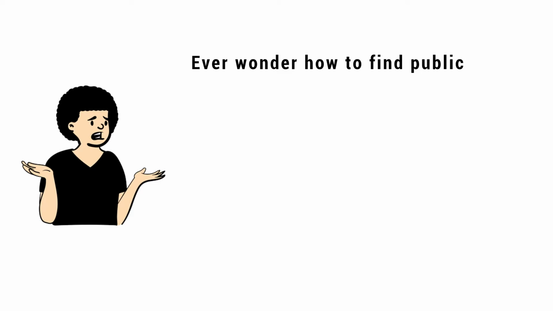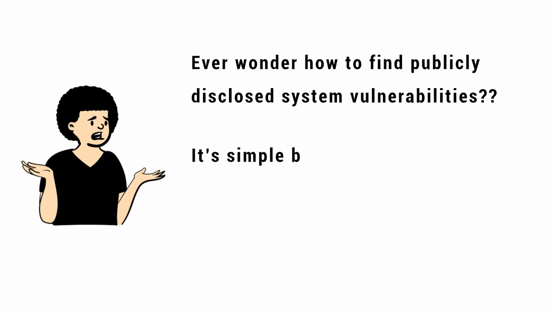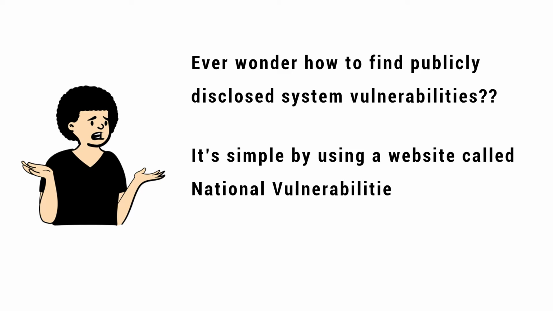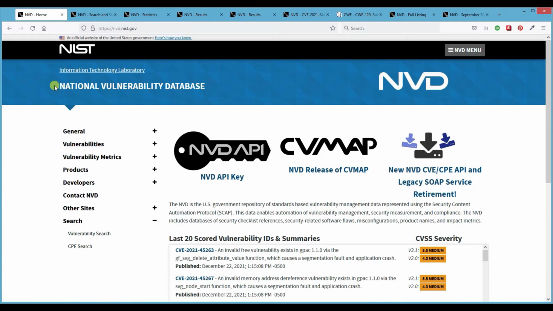Ever wondered how to find publicly disclosed system vulnerabilities? Well, it's very simple by using a website called National Vulnerability Database, or NVD, which is what this video is about. Now, let's get into it. The National Vulnerability Database. Now, this is the website where you can search for all those discovered vulnerabilities.